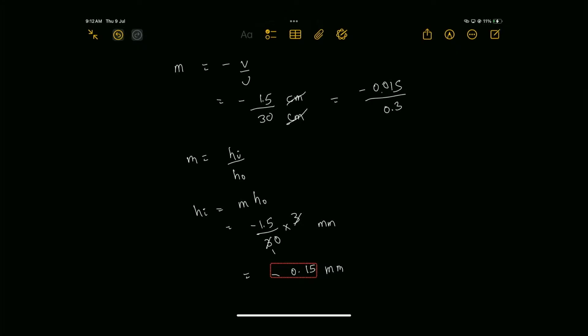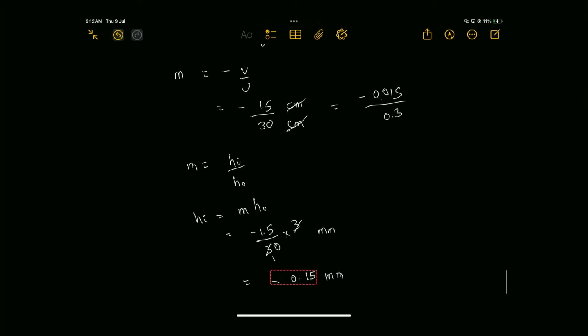We can also see that from the magnification, right? In the magnification, we have a negative value. So that negative value means that the image is a real image. The height, we see it has a negative value. So that means the image is inverted.